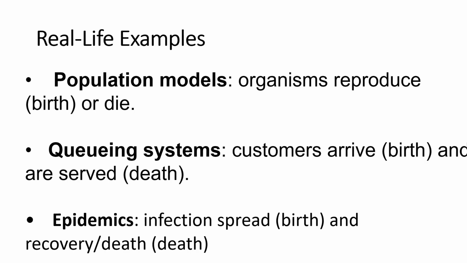Real life examples. In this slide, I have mentioned three types of real-time examples of birth and death processes in stochastic processes. The population models: organisms reproduce, which is birth, or die. Queuing systems: customers arrive, which is birth, and are served, which is death. Epidemics: infection spreads, which is birth, and recovery, which is death.